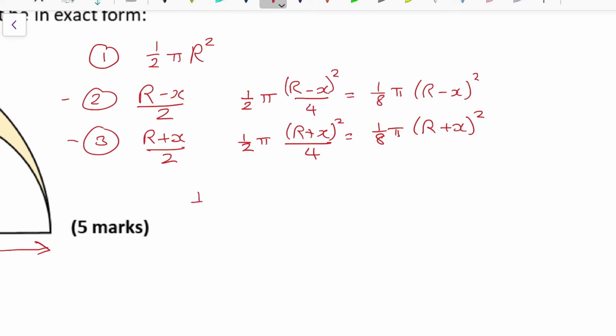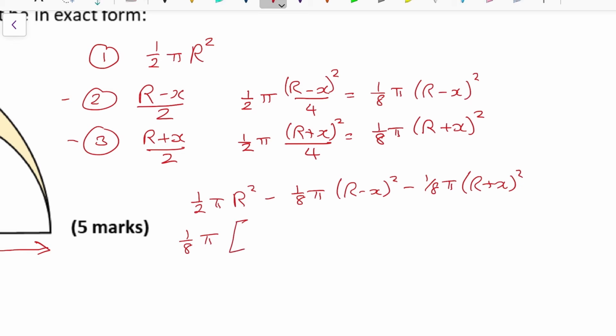So therefore the shaded area is going to be a half times pi times r squared, minus an 1/8 times pi times (r minus x) squared, minus an 1/8 times pi times (r plus x) all squared. I notice there's a half and an 1/8, but I'll come to that in a second, and a pi in every term. I can't take anything out of the brackets, I'm going to have to expand those. So let's factorise out an 1/8 pi first, just to tidy it up a little bit.